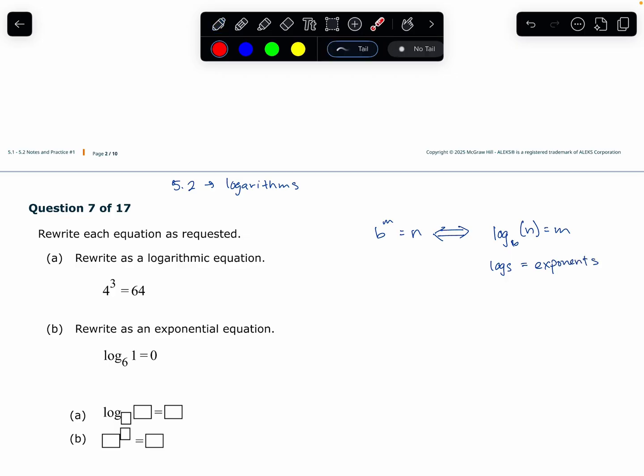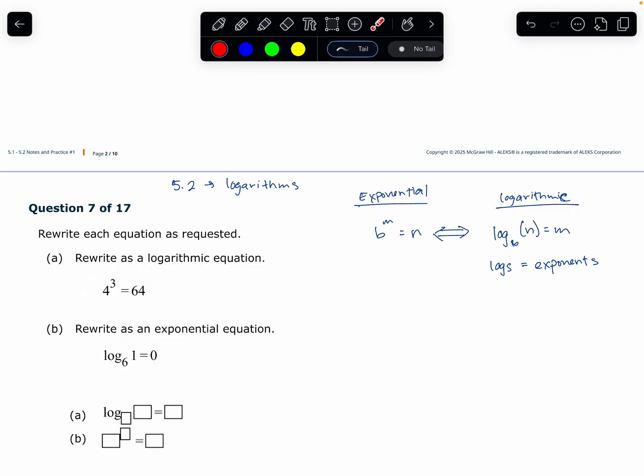So you can see here, this is an exponential equation. This over here is a logarithmic equation. So exponential and logarithmic. Notice that the m is the exponent whenever it's in exponential form, but in the log form the m is what the logarithm should equal. So the log will equal whatever the exponent is in the exponential equation. So we're going to go back and forth between these forms depending on what we have.